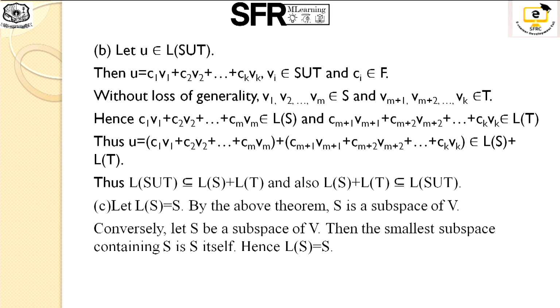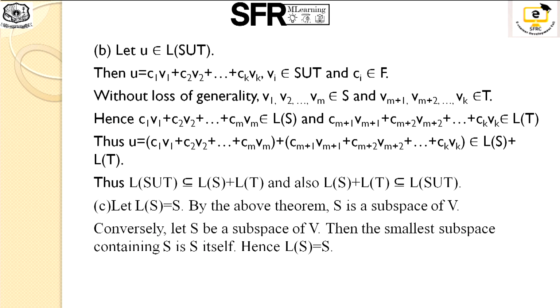So second one, we take one element from the left side, u belongs to L of S union T. Then u equal to linear combination, that is c1 v1 plus c2 v2 plus etc. plus ck vk, vi belongs to S union T and ci belongs to the field F. Without loss of generality, we assume that v1, v2 etc. vm belong to S and vm plus 1, vm plus 2 etc. vk belong to T. And c1 v1 plus c2 v2 plus etc. plus cm vm belongs to L of S, and c(m plus 1) v(m plus 1) plus c(m plus 2) v(m plus 2) etc. plus ck vk belongs to L of T.